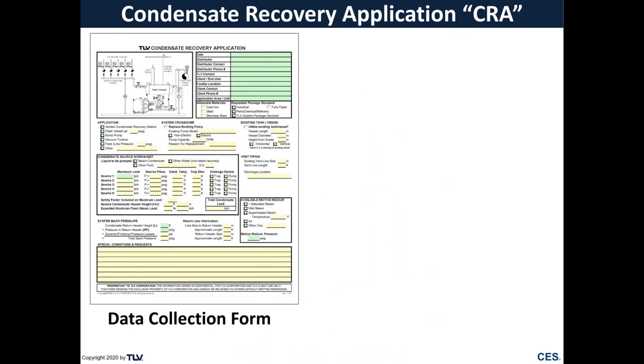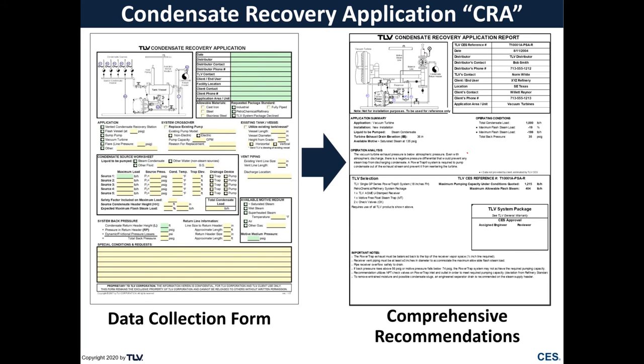To help you size and select power traps for your vacuum steam or other condensate recovery applications, TLV has what we call a condensate recovery application form. We can send you this form. You would provide us the operating conditions of your application, and we will provide you a recommendation with important notes about that application, such as how the power trap should be installed and other related things you need to consider.